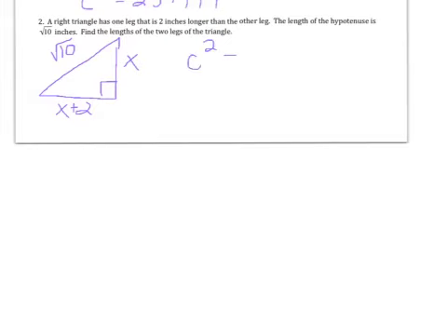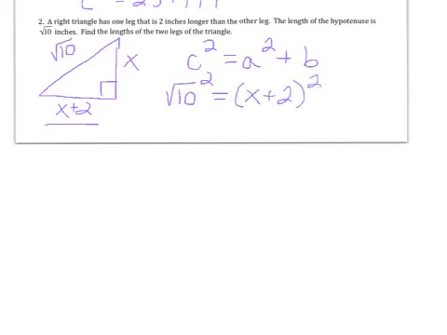So we have c squared equals a squared plus b squared. I'm going to plug the square root of 10 in for c. And then for a, I'm going to plug in x plus 2, but I'm going to use parentheses and square them. And then I am going to plug in x in for b. All right, so the square root of 10 squared is a regular 10.